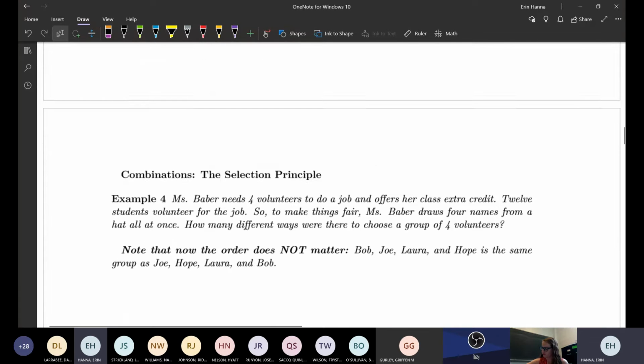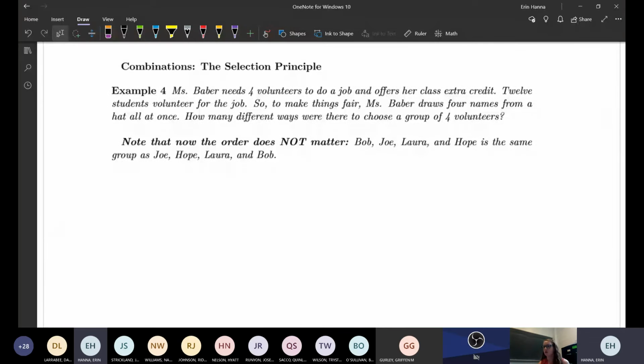Come on. Now, in that case, the order mattered, but sometimes the order doesn't matter. So say Ms. Baber needs 4 volunteers to do a job and offers her class extra credit. 12 students volunteer for the job, so to make things fair, Ms. Baber draws 4 names from a hat all at once. How many different ways are there to choose a group of 4 volunteers?